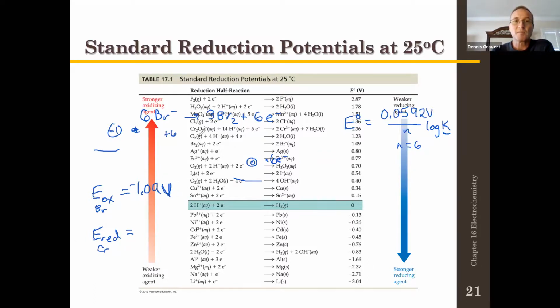The chromium, oh, it's right here. Dichromate, with 14 hydrogen ions, gaining 6 electrons, we predicted 6, is going to be reduced to 2 chromium 3+ and 7 waters, with the potential of positive 1.36. Yeah, dichromate going to chromium 3+. That's what we want.